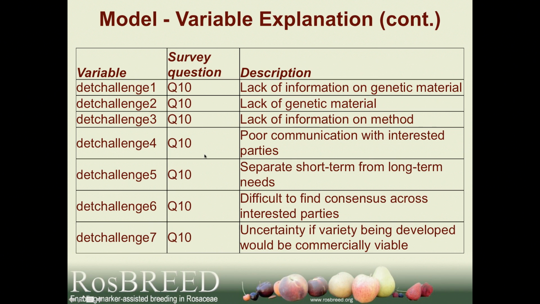Challenge 4 is the poor communication with interested parties. Challenge 5 is separating short-term from long-term needs. Challenge 6 is the difficulty to find consensus across interested parties. Challenge 7 is the uncertainty if a variety being developed would be commercially viable. All these challenges come from survey question number 10.